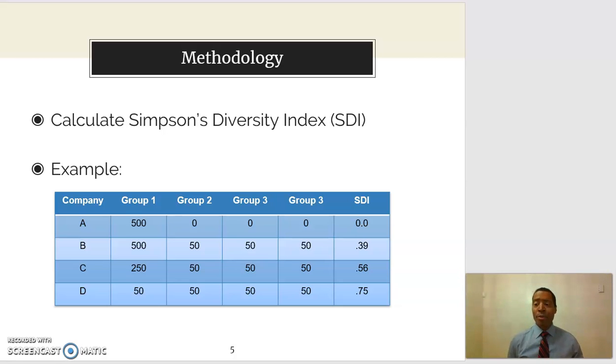Company A is a completely homogeneous company, which has an SDI of 0. As we move down the list, we see that the SDI increases as the numbers are distributed more evenly across the groups, until we reach Company D, which has the same number of members in each group.